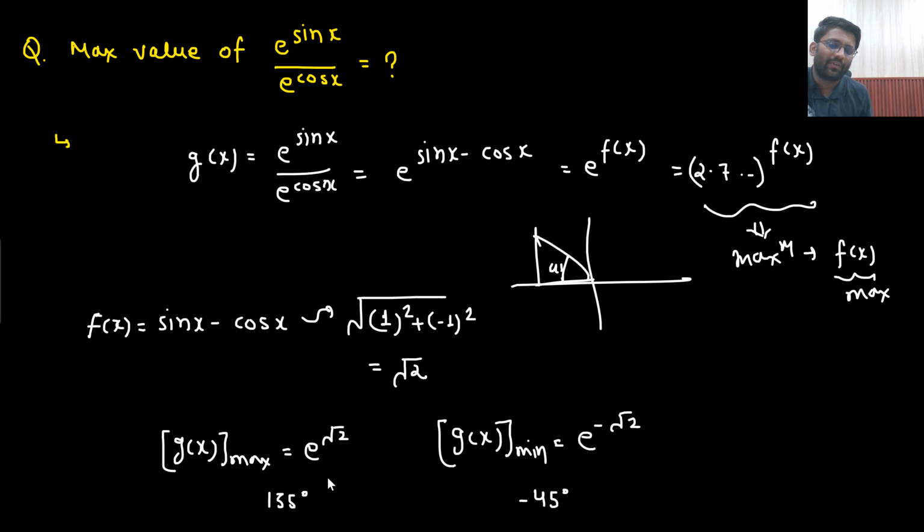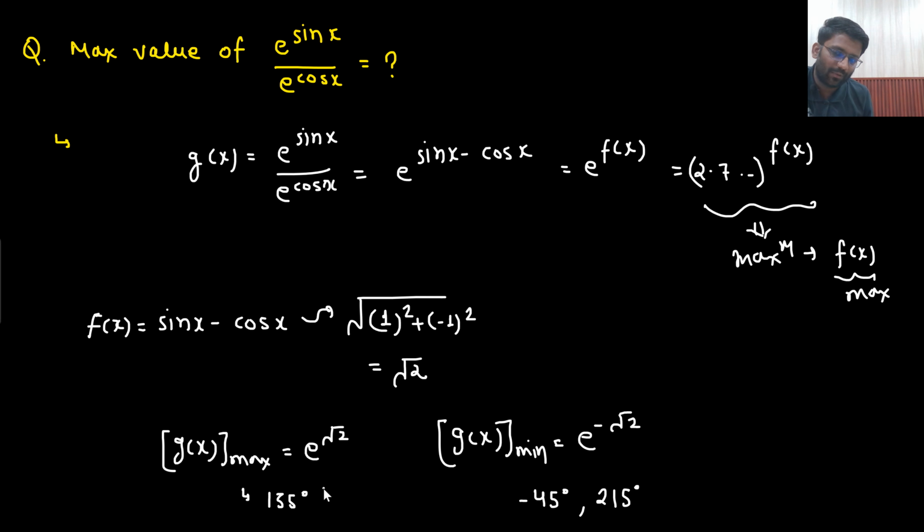Or you can add 180, or you can subtract 180. So this will occur at minus 45, or 135 plus 180 also you can say, that will be 315. Okay, understandable? All good. How did I find out this angle? That's up to you.